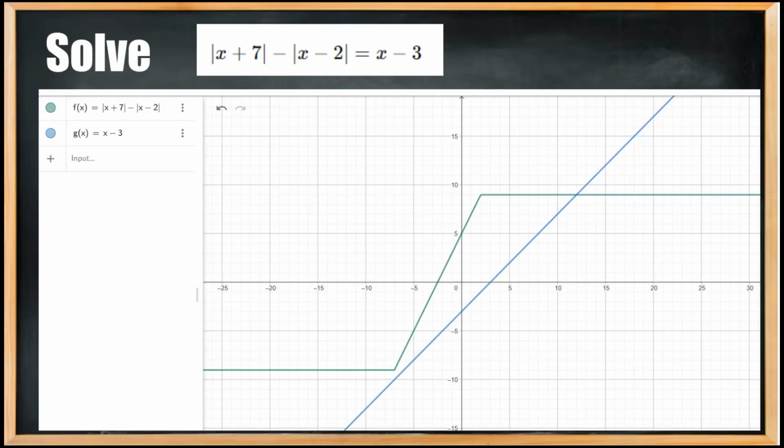So if you see the graph, this graph on the left hand side is indicated with the green line. Okay, and this is one critical point and this is another critical point, and this is the other graph, which is x minus 3, y equal to x minus 3. And where these graphs are meeting, they are meeting at a point which is x equal to 12. If you see here, this value is x equal to 12. Okay, thank you.